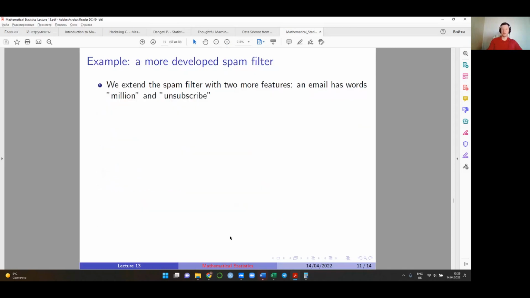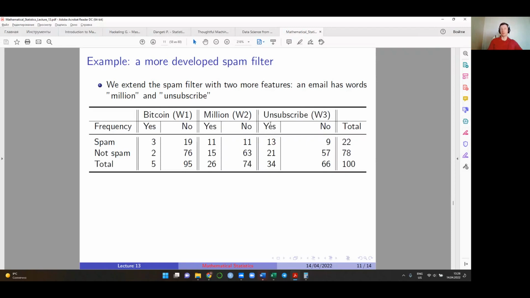So let's see on the example how this would work if we include 2 more features. An email has words million and unsubscribe. So now look, we need 3 different contingency tables. So one contingency table is here with totals, another contingency table is here, and the third contingency table is here.